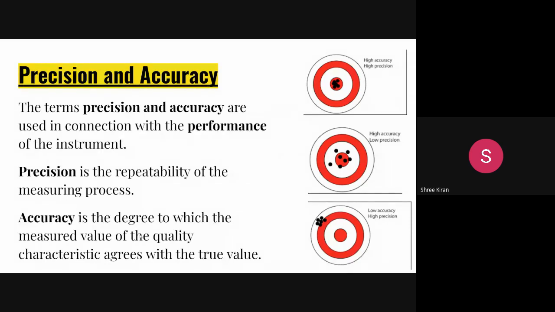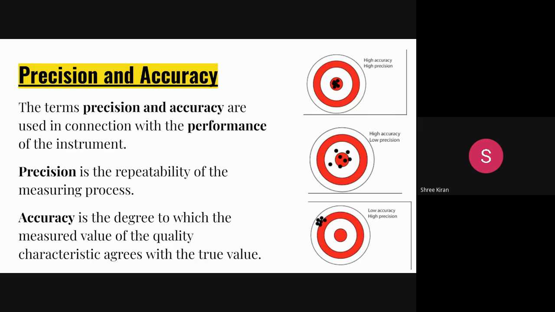The terms precision and accuracy are used in connection with the performance of the instrument. Precision is the repeatability of the measuring process. Repeatability means that the measurements of all the items done through that process will be the same, for measuring identical parts in various batches and numbers. That is what we say in the case of precision and accuracy. These terms are always used with the performance of the instrument.